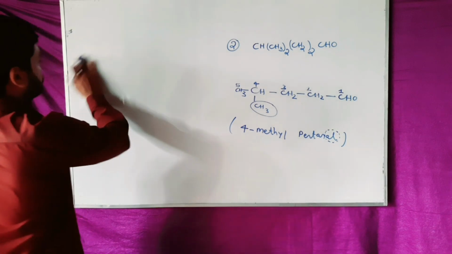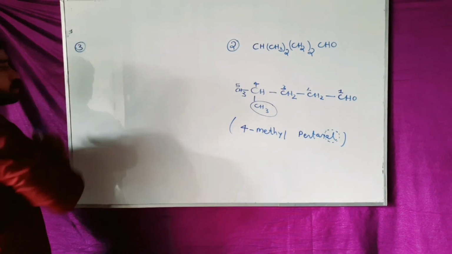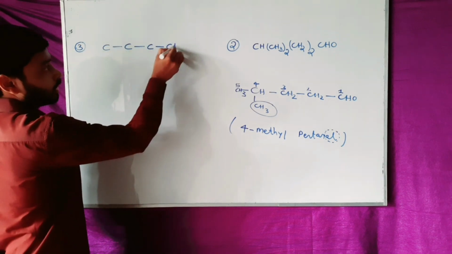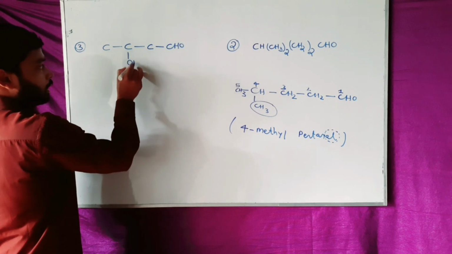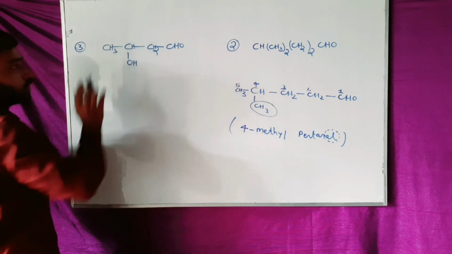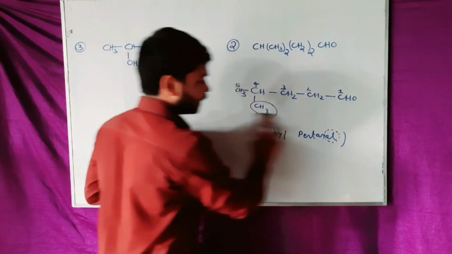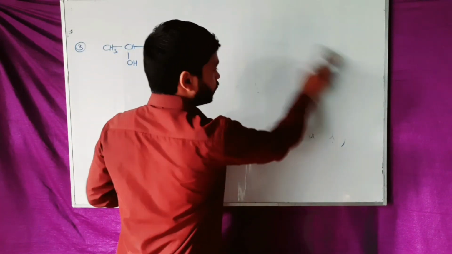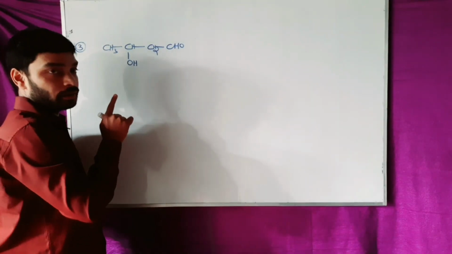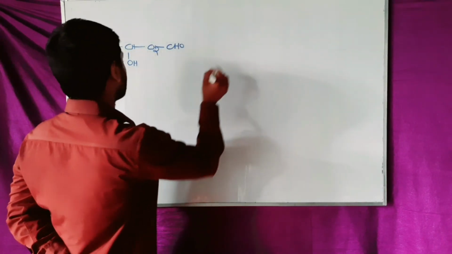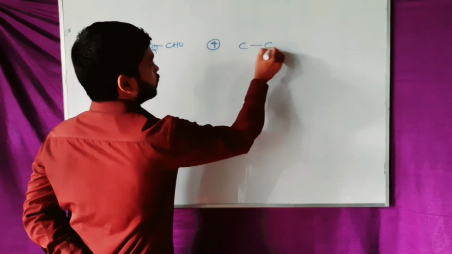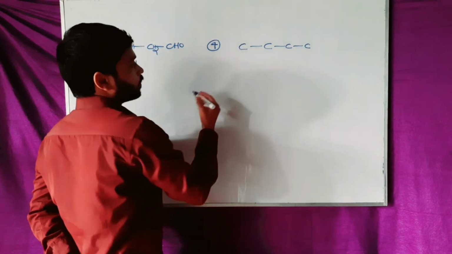Moving to the third question, you should write it down first before answering. The third question is a polyfunctional group containing organic compound. Just write it down. After that, try to answer, and I will give you the answer for question number 3, and I am also writing another question for you, which is the fourth question. Try the third question and mention the correct answer in the comment section. The fourth question is here, and it is also from polyfunctional groups.